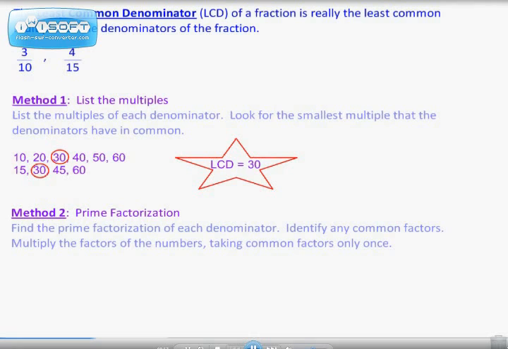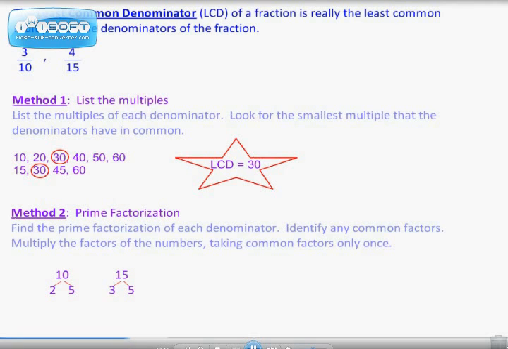So our second method is prime factorization. For prime factorization, we're going to find the prime factorization of each denominator. Then we'll look for any common factors that they have. And then we'll multiply the factors of our numbers, taking common factors only one time. Let's look at an example to see what this means.